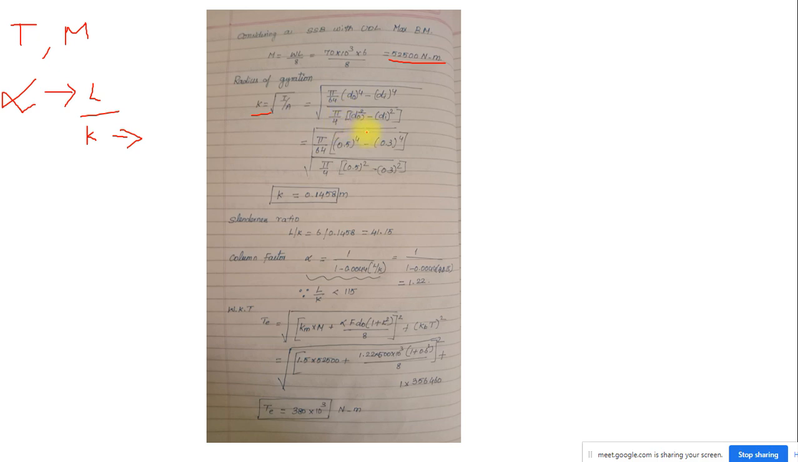What are we doing? To find the column factor, we need to find the slenderness ratio, and to find the slenderness ratio, we need to find the radius of gyration. So the formula for radius of gyration is square root of I by A. I know the values of outer diameter and inner diameter. So if I substitute all the values, I can get the value of radius of gyration in meters.